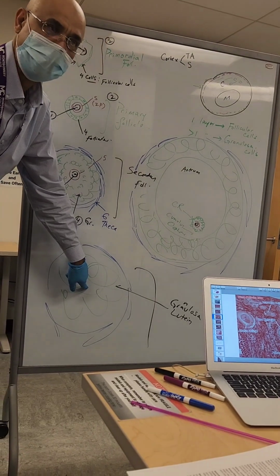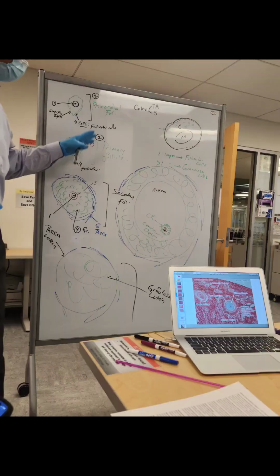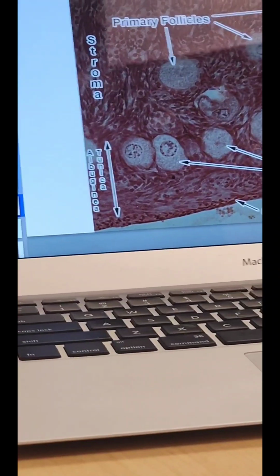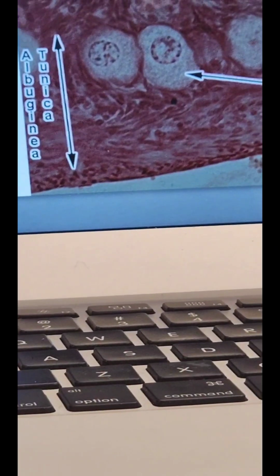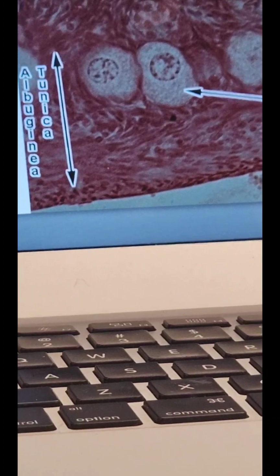Is that clear? What is this blue cells called, guys? Is that primordial? Primordial follicle, isn't it? Yeah. You got it, guys?